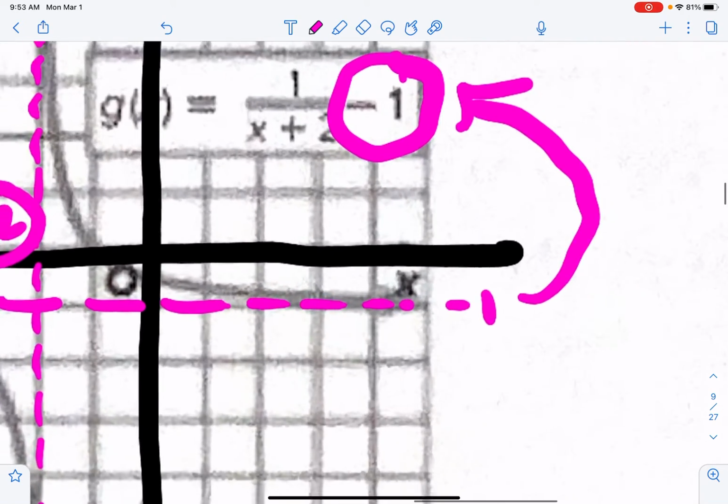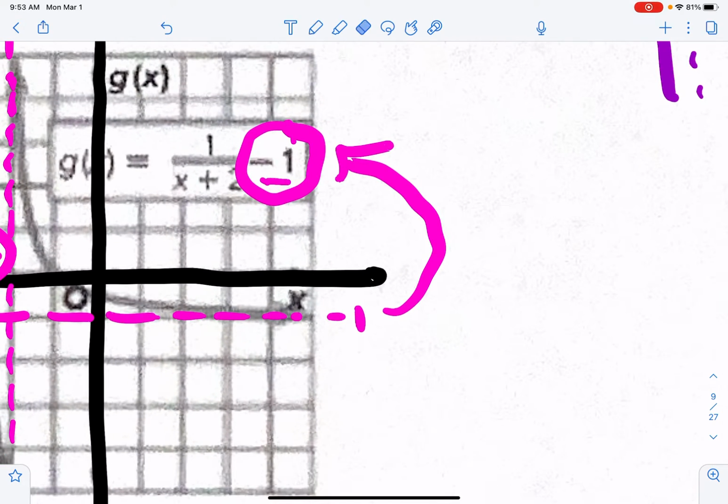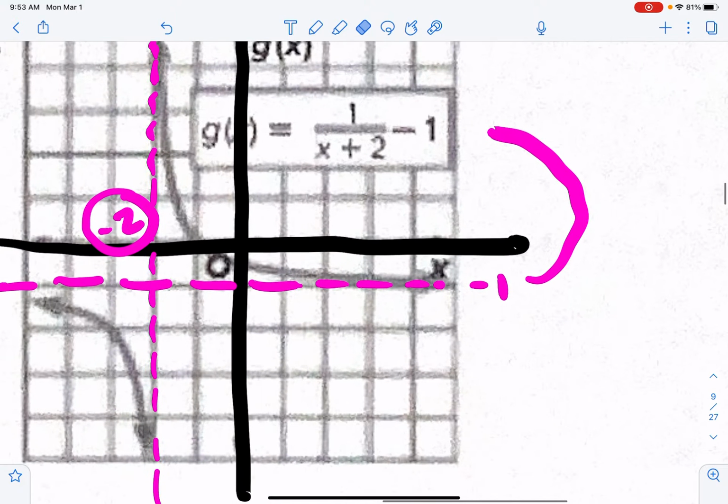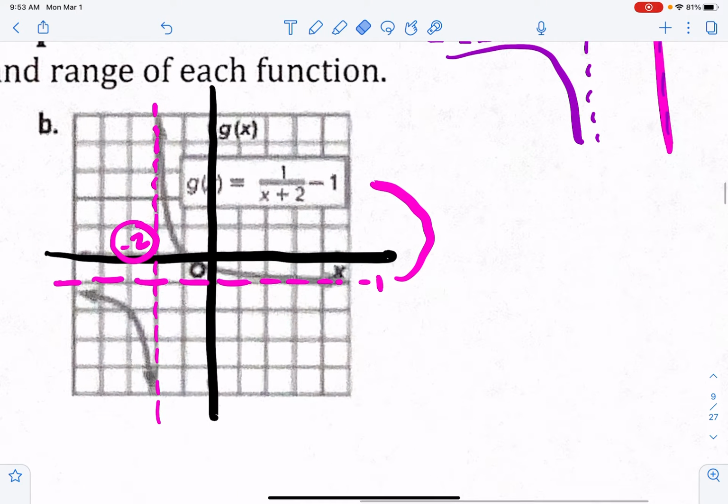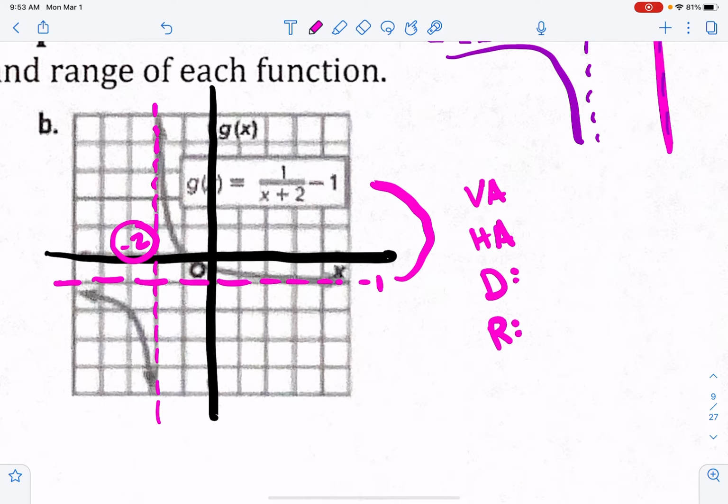Versus this one says he's moved down 1, and that's why your horizontal asymptote is down, okay? So let's do the VA, the HA, the domain, and the range. For the vertical one, we said it was at -2, but is that x equals -2 or y equals -2? We have to look at which axis it's cutting. So -2 is cutting this x-axis right here.